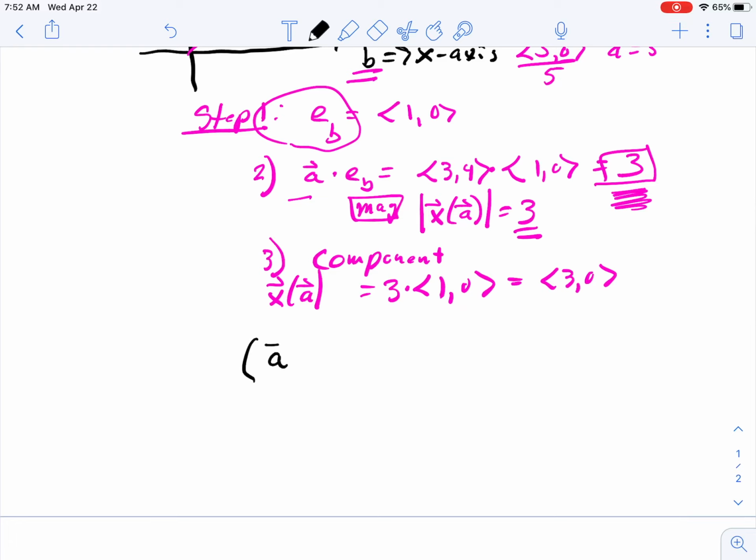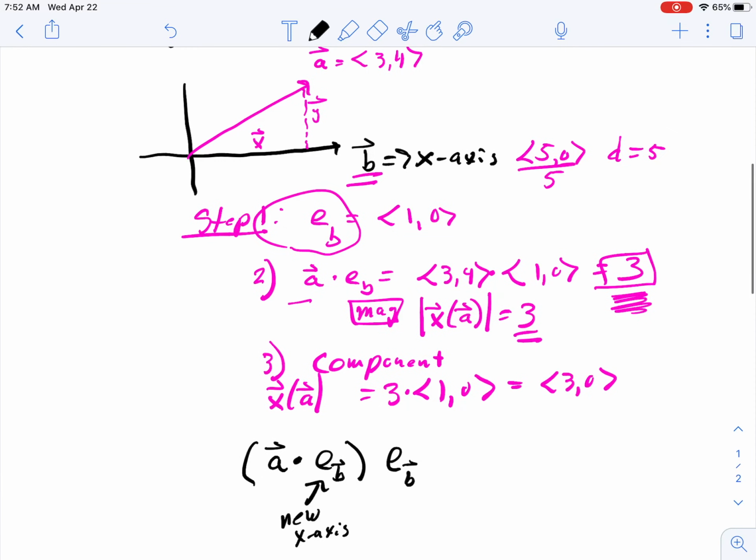So what we did here was we took A, we dot it with a unit vector B, and remember this is the new x-axis, and then we times it by the unit vector of B, like so. All right. Now, how would we get the y component?